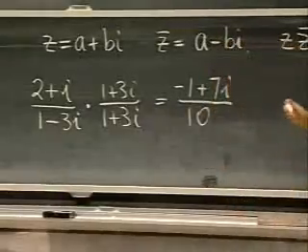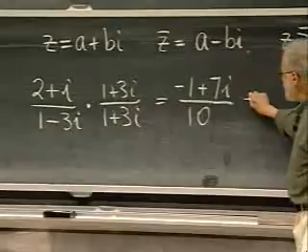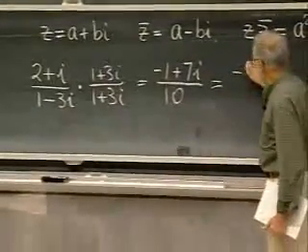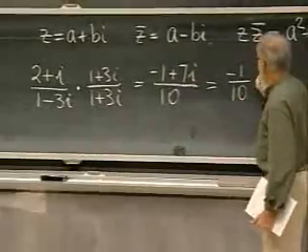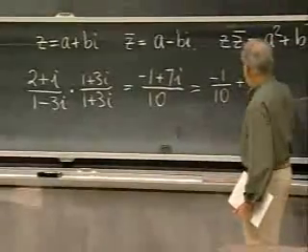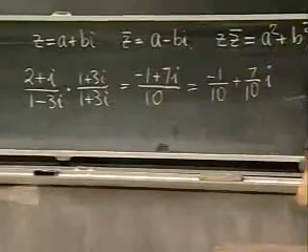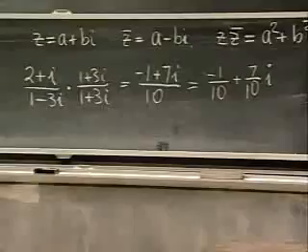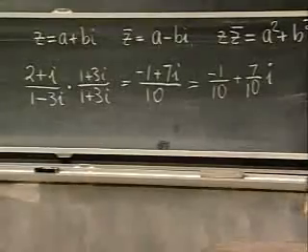Now, some people feel this still doesn't look right. If you wish, and for some places in differential equations it'll be useful, write that as minus 1/10 plus 7/10 i. And now it's perfectly clear that it's in the form a plus bi. So learn to do that. If you don't know already, it's going to be important.